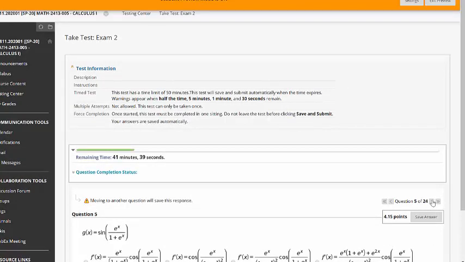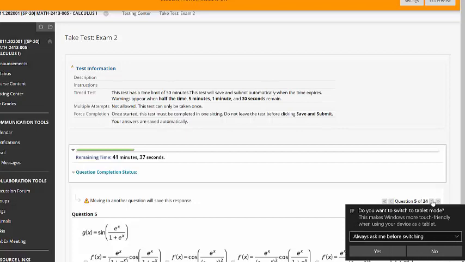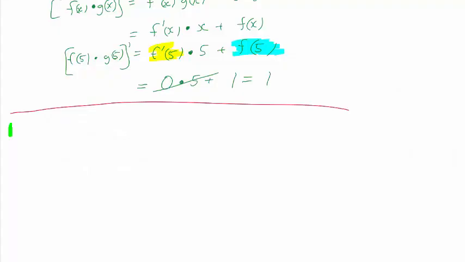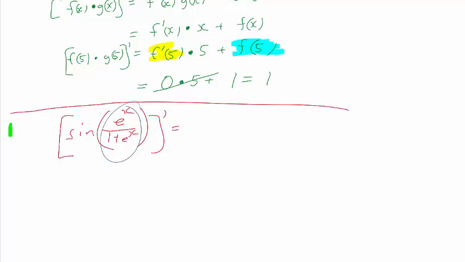Okay. All right, so next one. This is a chain rule problem. We've got one function stuffed inside of another. So sine of e to the x over 1 plus e to the x, and we're taking the derivative of this. The first thing we have to do is take the derivative of that inside part. That's a quotient rule problem.